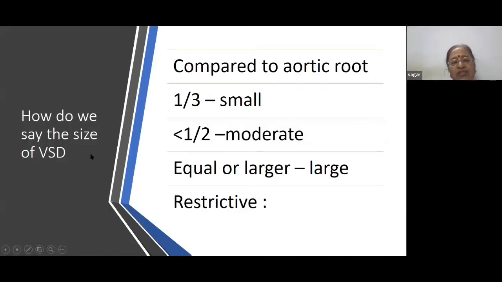How do we say what is the size of the VSD? It's always a comparison with the aortic root. If it is less than 1/3 of the aortic root, it is small. If it is less than half, then you call it moderate. Equal or larger than the aortic root, then you call it large. And it can be restrictive or open. Restrictive means small, whereas open means it's a very big VSD.